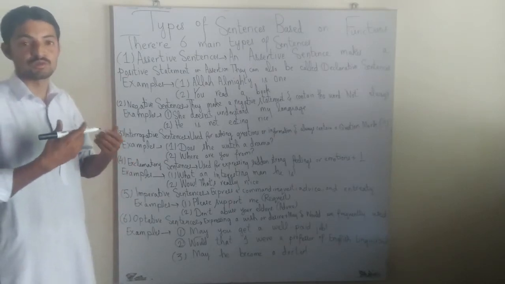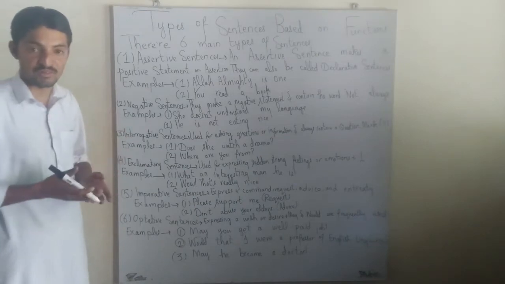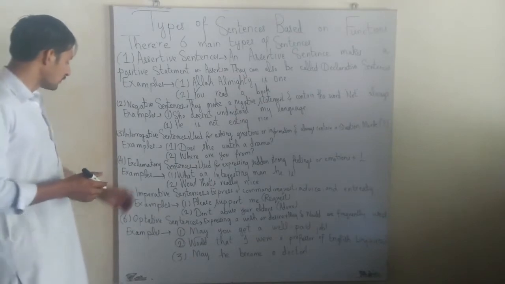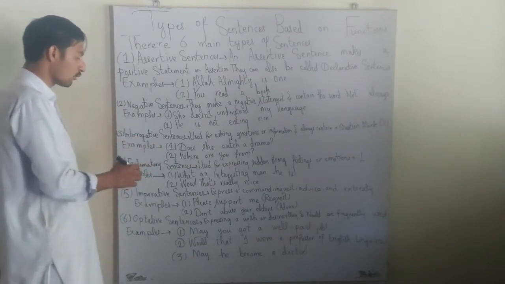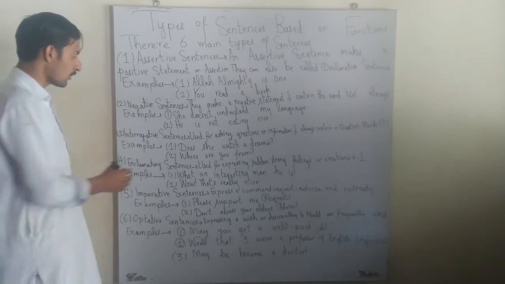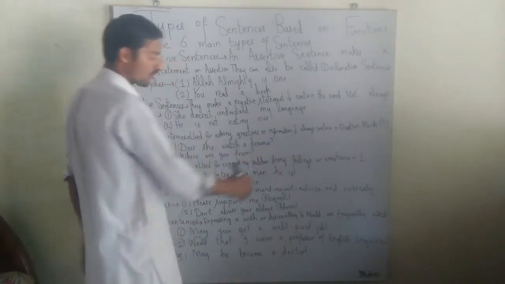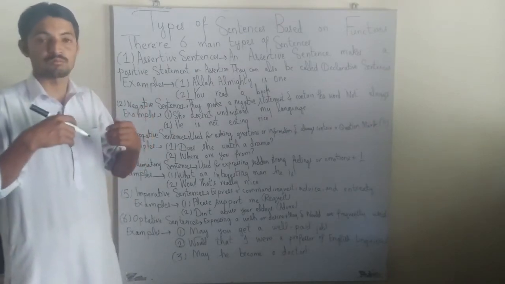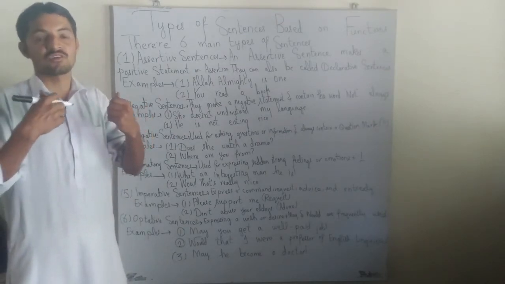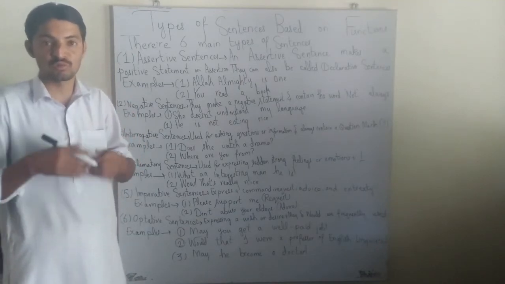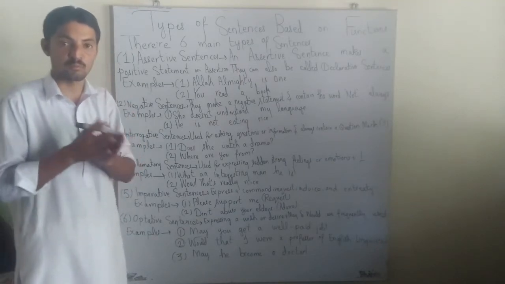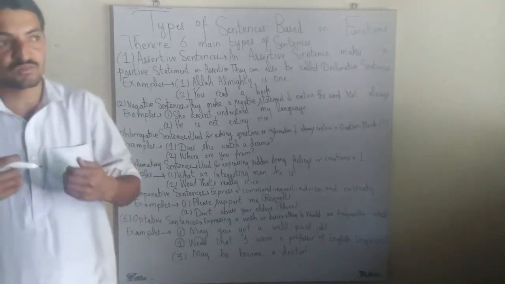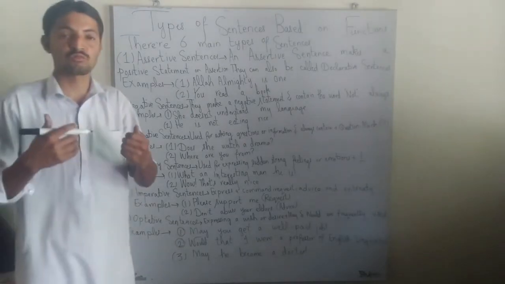That is why we use interrogative sentences to ask for information or to talk about information. Then we have exclamatory sentences. Exclamatory sentences are those sentences which are used for expressing certain strong feelings or emotions. You can express your strong feelings or emotions in exclamatory sentences.